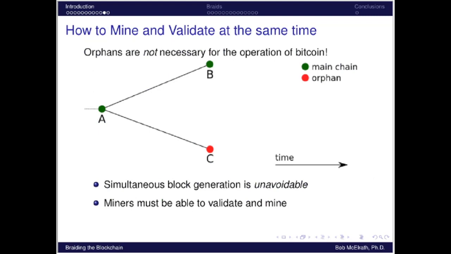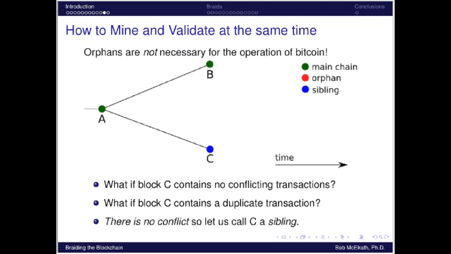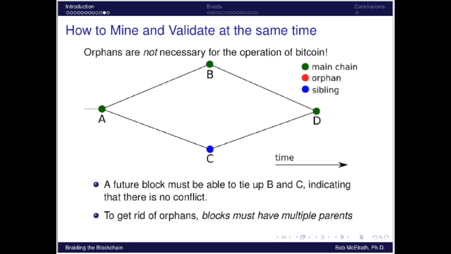So how do we mine and validate at the same time? Simultaneous generation of blocks is unavoidable for a lot of different reasons, all the different latency reasons I showed you. Miners must be able to validate and mine at the same time. It's possible to create a block C, which doesn't contain any conflicting transactions. Because of the peer-to-peer network and the way that works, it's possible that B and C could contain some of the same transactions. But this isn't actually a problem with respect to the UTXO set, because if I see the same transaction twice, it's not a double spend, right? I just saw the same thing twice. It doesn't actually modify the UTXO set. So it's possible to take C and say that this is a valid block and not reject it. In such case, let's call it a sibling. And as I mentioned before, we're going to essentially tie it up by a future block having multiple parents.